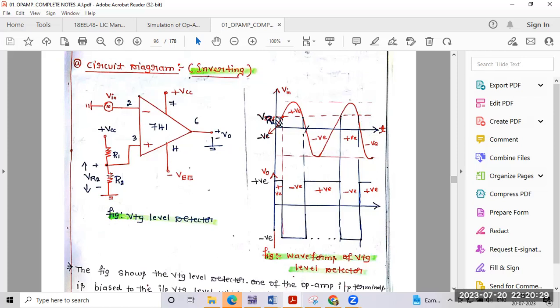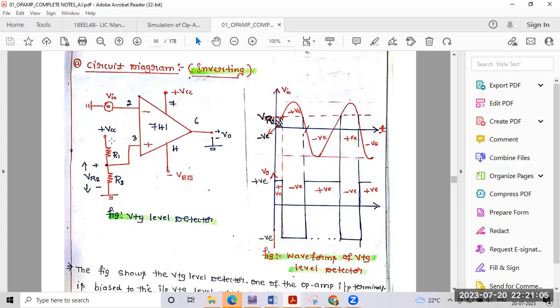The figure shows the voltage level detector. One of the op-amp input terminals is biased to the input voltage level which is to be detected, and the non-inverting terminal is biased to VR2, the voltage dropped across R2. This VR2 is the reference voltage. The reference voltage can be set to the level to be detected. This is a positive reference voltage.